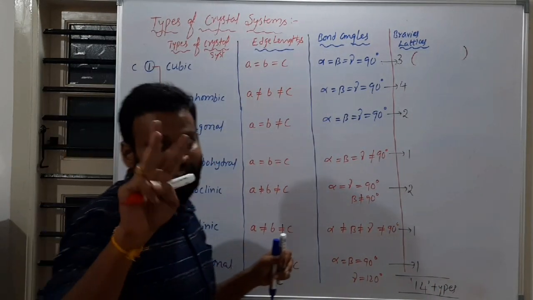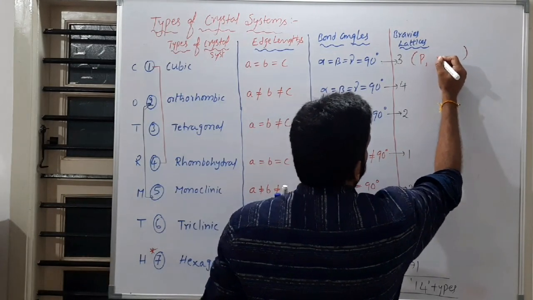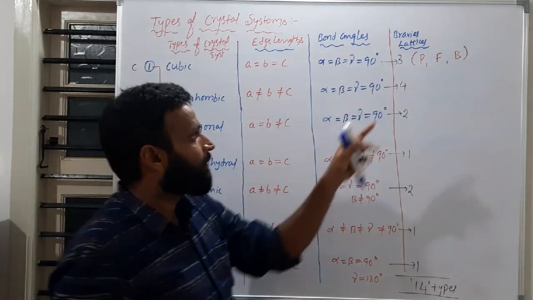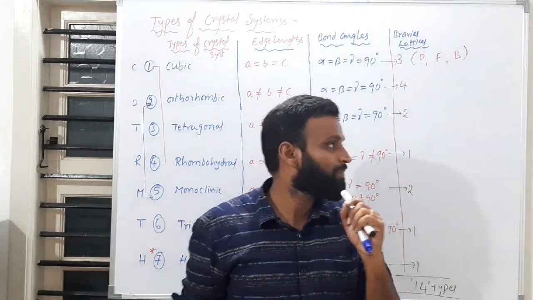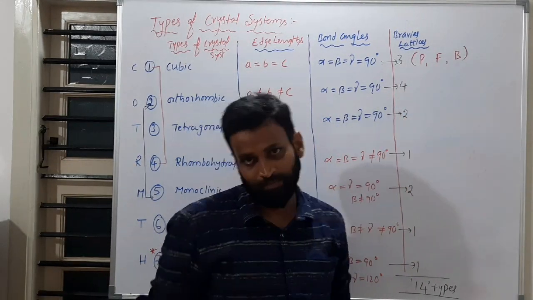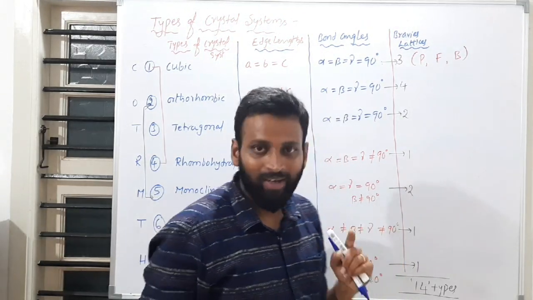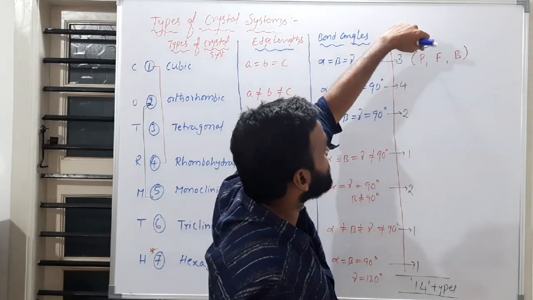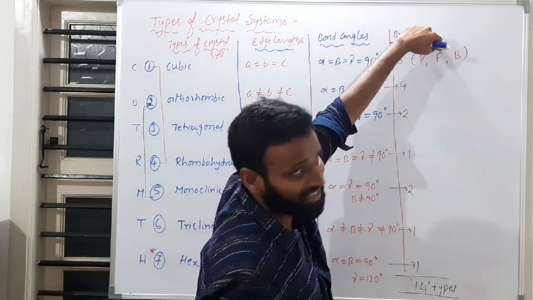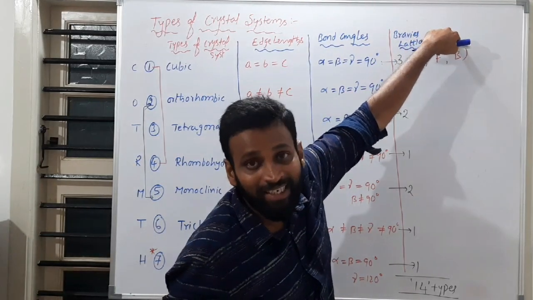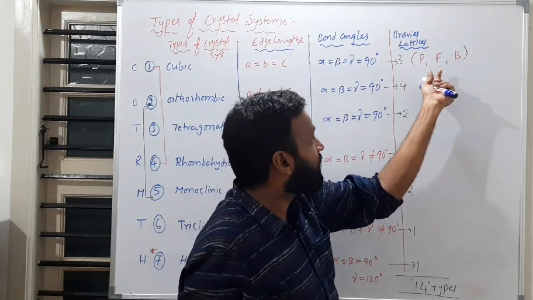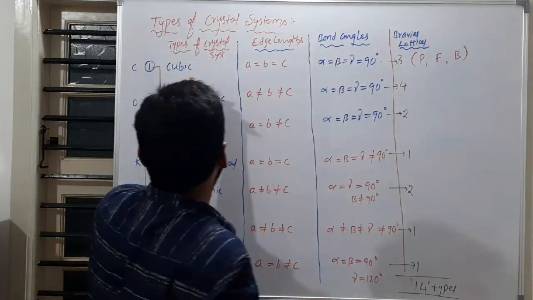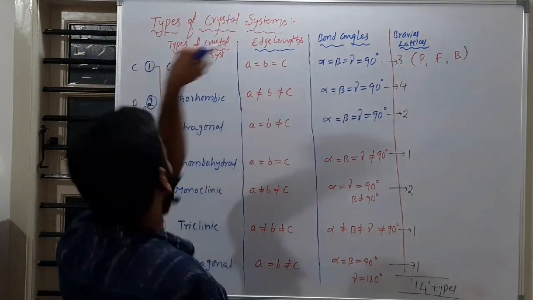So cubic exists in 3 types, that is P, F, B. Okay, P, F, B. A simple way I will tell you to remember this: Power star Facebook. It is just for remembering. What is P in solid state? P means primitive. F means face centered cubic, FCC. B means body centered cubic, BCC. So on the basis of positions, we have 3 different types of Bravais lattice in the cubic system.